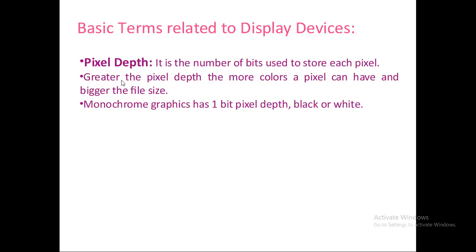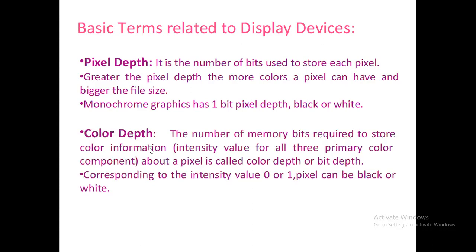Again, the greater the pixel depth, the more colors a pixel can have, and in turn, if more colors are involved, the file size of that picture will be bigger. So greater the pixel depth, the more colors a pixel can have and the bigger the file size. Monochrome graphics, that is black and white graphics, has 1 bit pixel depth, only for black or white. So this is the pixel depth, that is the number of bits used to store each pixel.